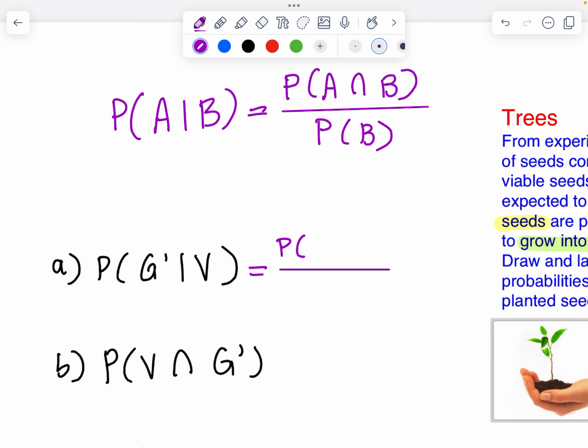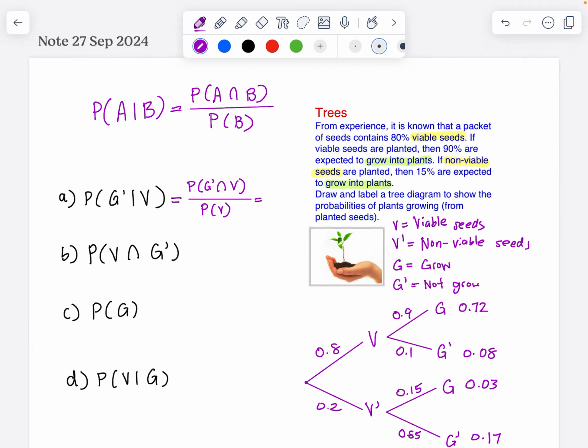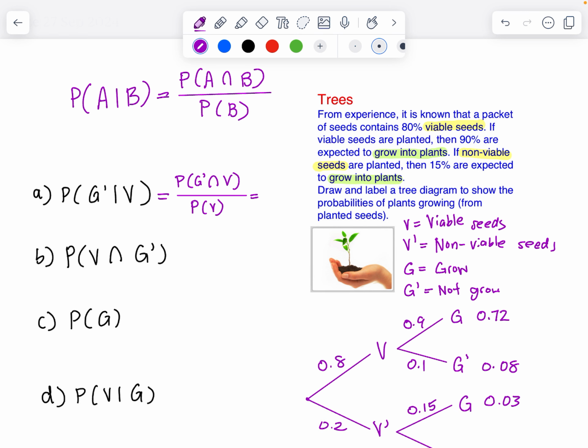Probability of getting a plant that doesn't grow and the probability of getting a viable seed. And we're given that it is a viable seed. So in context, what this basically means is that it's asking, what is the probability that you're going to get a plant that doesn't grow given that it is a viable seed? So the probability of viable seed is 0.8, right? So we're going to put that in, 0.8.